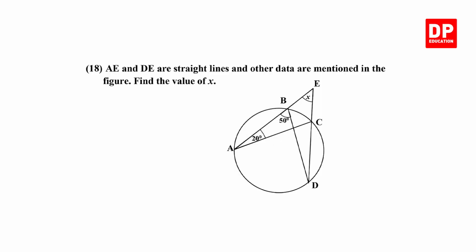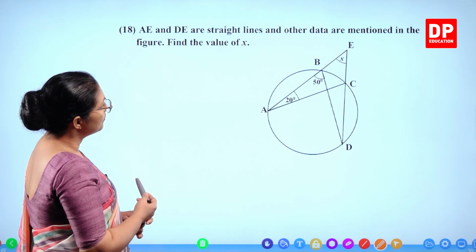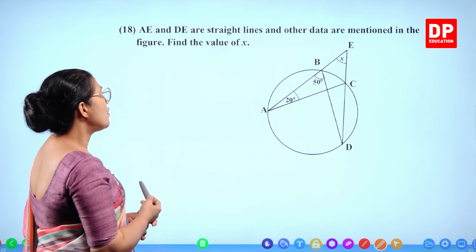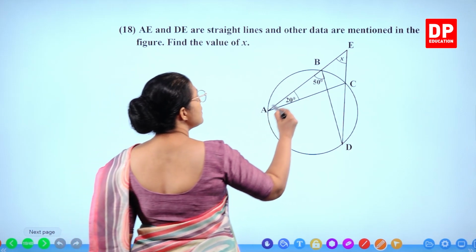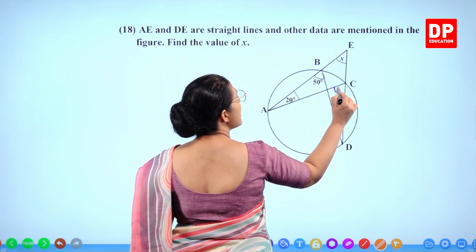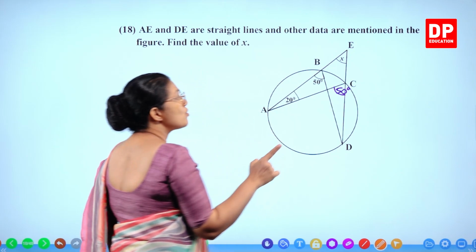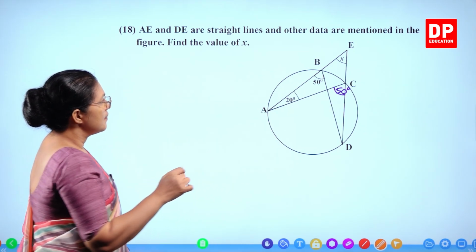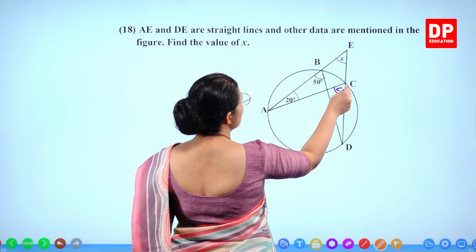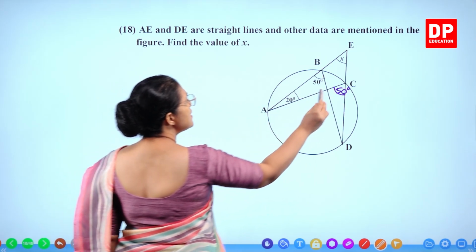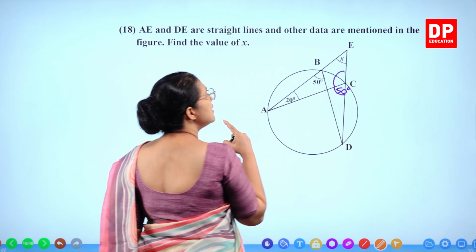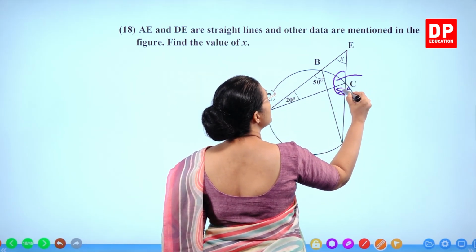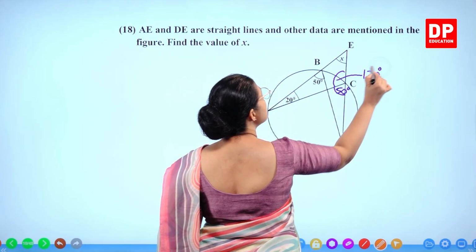Question number 18. AE and DE are straight lines and the other data are mentioned in the figure. Find the value of x. So you need to find out x here. Can you see this angle and this angle are equal? Those are same segment angles. So this is 50, this is 50. And if this is 50, what is this angle? 180 minus 50, that's 130 degrees.